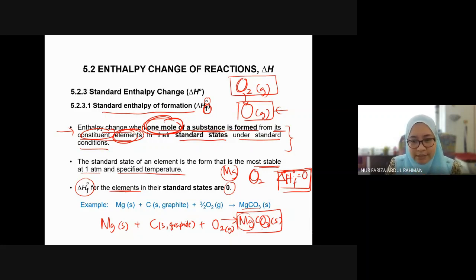Okay, so how do we balance it? Magnesium, on the product side it is 1, so we also have 1. Okay, how about carbon? Carbon is also 1. Okay, settle. How about oxygen?